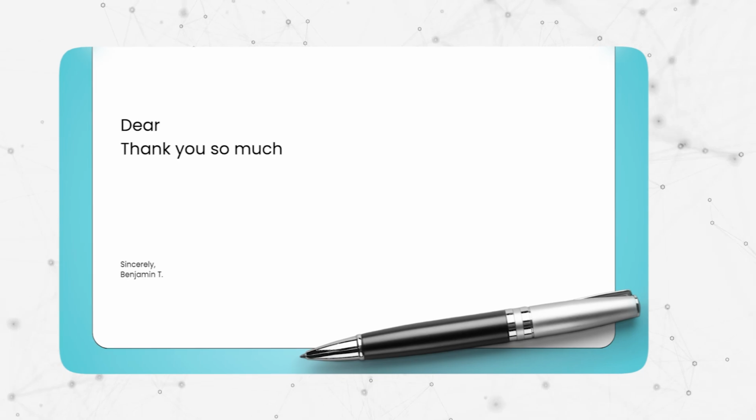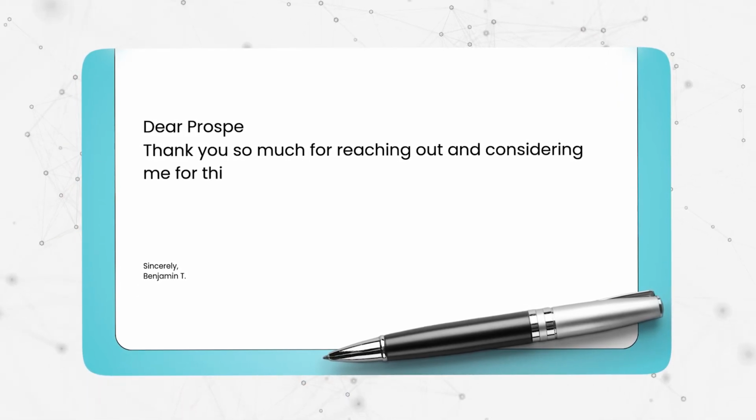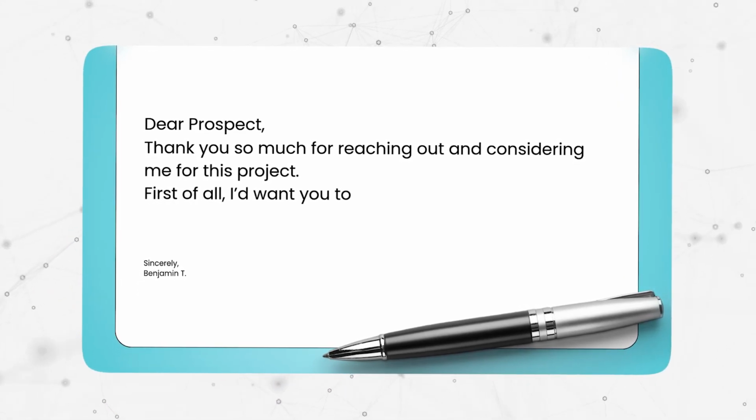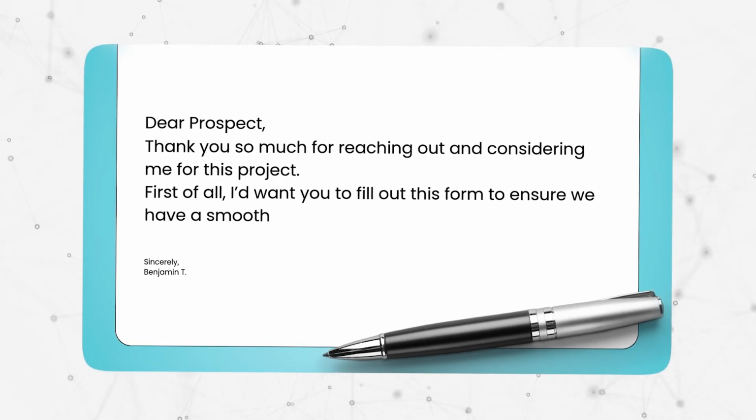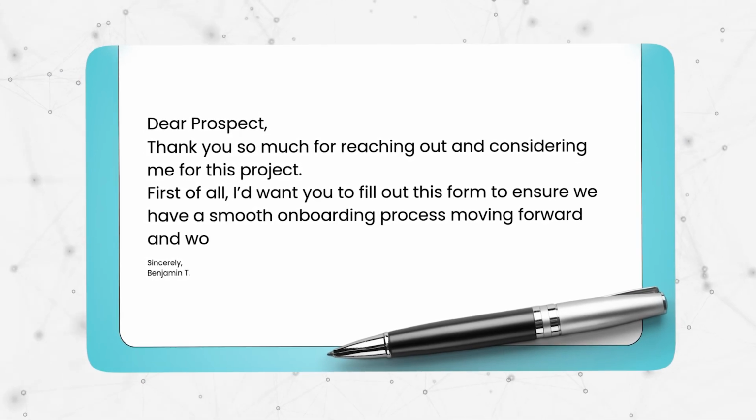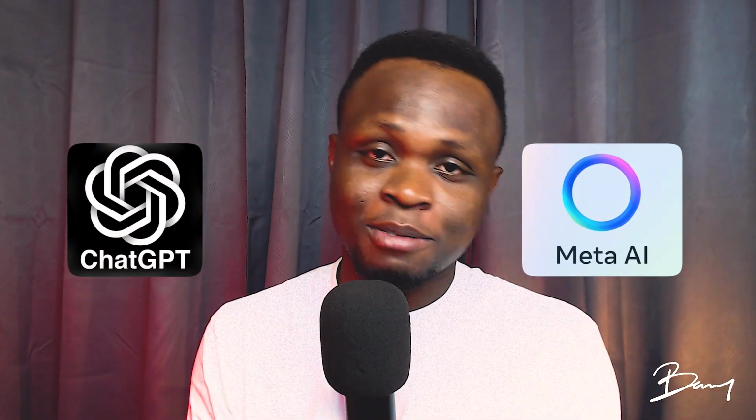So now that I've shown you this, what you need to do is that when the client reaches out to you, you can just say, thank you so much for reaching out to me and considering me for this project. First of all, I would want you to fill out this form to ensure we have a smooth onboarding process moving forward and working together. Something like that, or something around that. You can use ChatGPT or Meta AI to generate something, you understand? So you send them that with a link to the form so that they can fill it. Once they fill it and you go through and you think, this is a client I can work with, then we can now move on to the second stage, which I believe is called the interviewing stage.